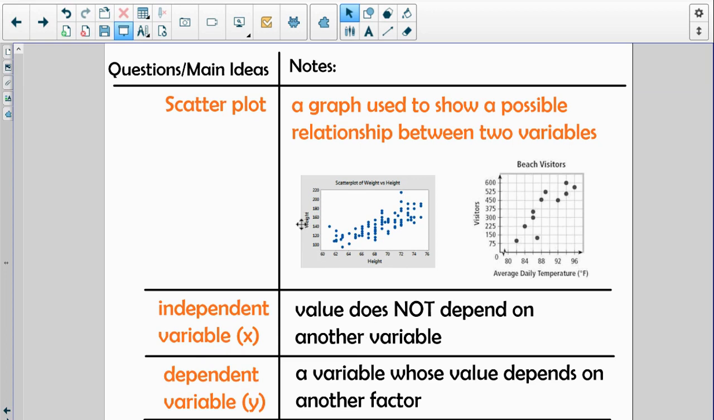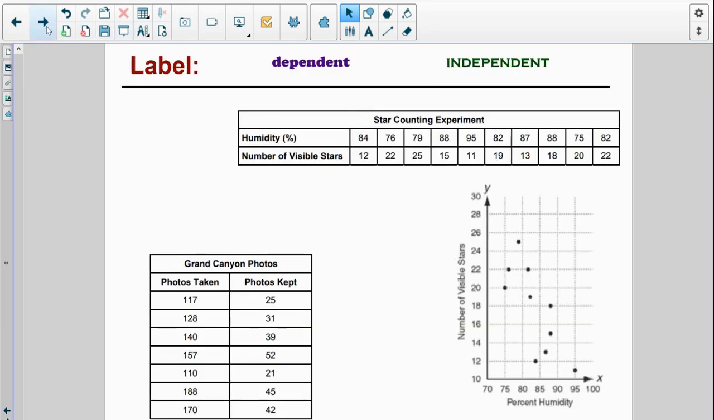So weight is the dependent variable on the first scatter plot, and the number of visitors is the dependent variable in the second scatter plot. The weight depends on the height, and the number of visitors depends on the average daily temperature.